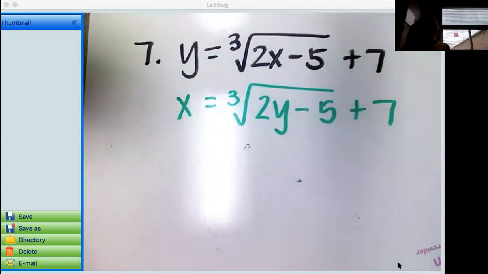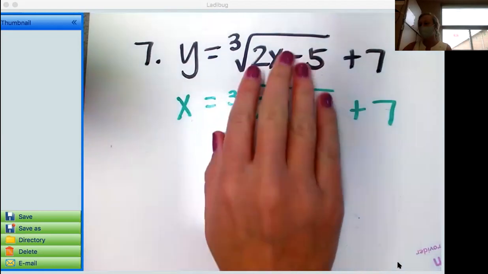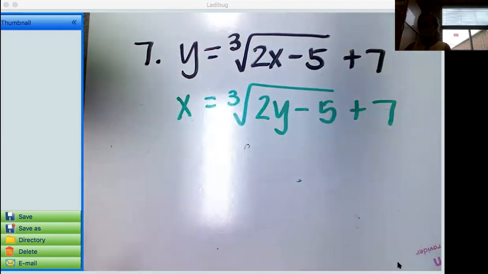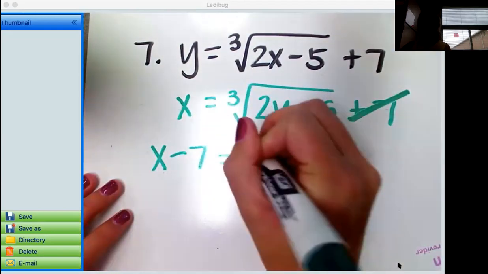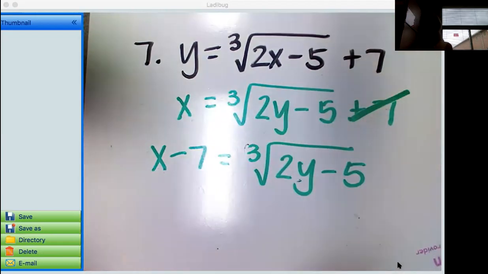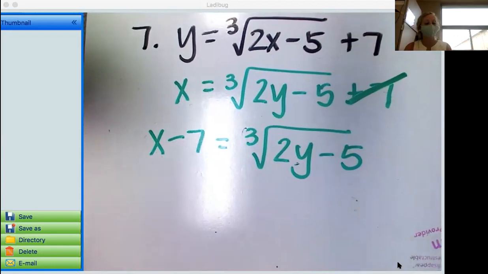Solve for Y. Use the cover method. It's easiest. Cover everything that the Y is attached to right now. What do I move first? Minus the 7 over here, right? So x minus 7 equals the cubed root of 2y minus 5. Now, I'm going to go ahead and tell you this for your quiz. Unless it says put it in standard form, you don't have to put it in standard form, okay?